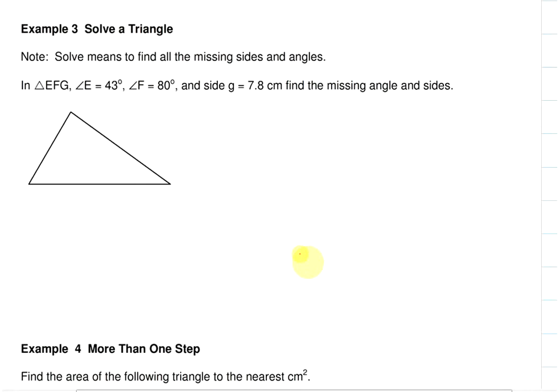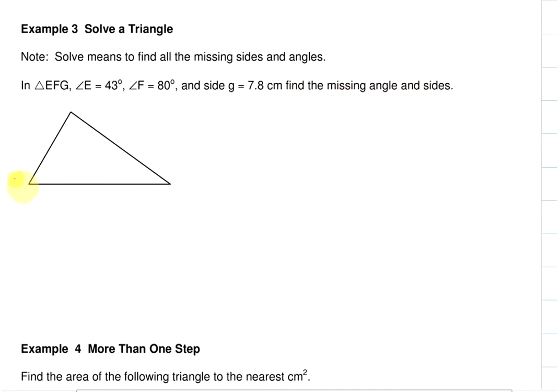Alright, so example number 3, we're going to solve a triangle. And just a reminder that solving a triangle means to find all the missing sides and angles. So in triangle EFG, angle E is 43 degrees, angle F is 80 degrees, side G is 7.8 centimeters. Find the missing angle and sides.